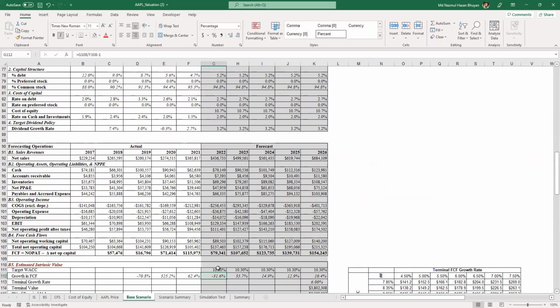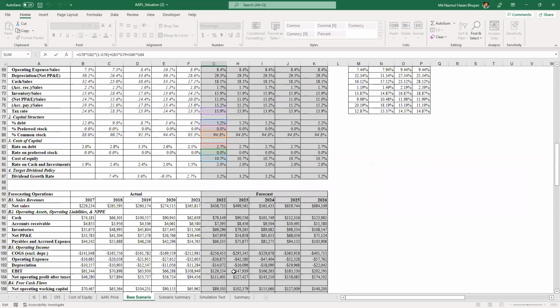We don't need it for the historical years because we are not going to consider free cash flow of the firm in the historical years to get our intrinsic firm value. All right. So in order to do so, apply the weighted average cost of capital formula.